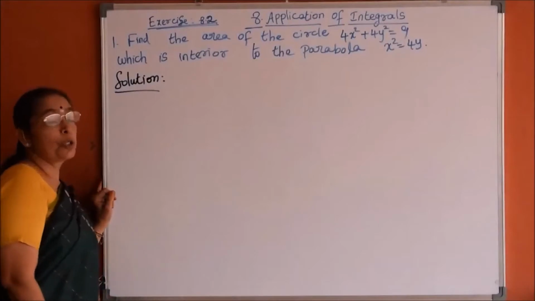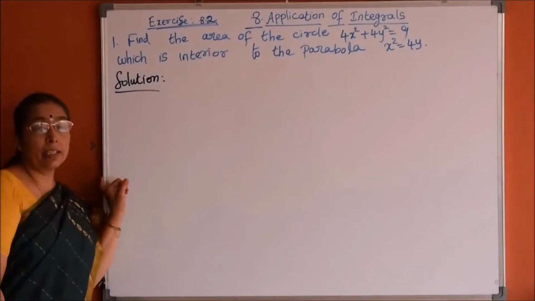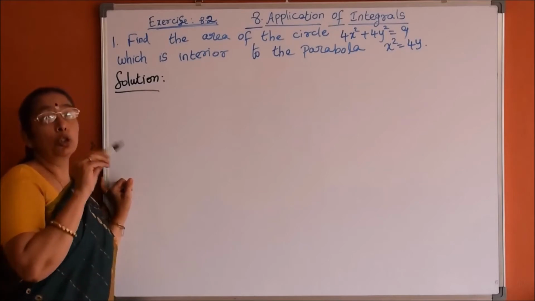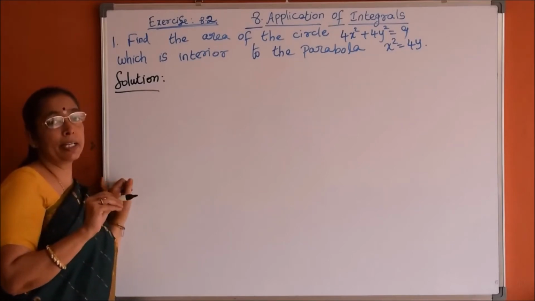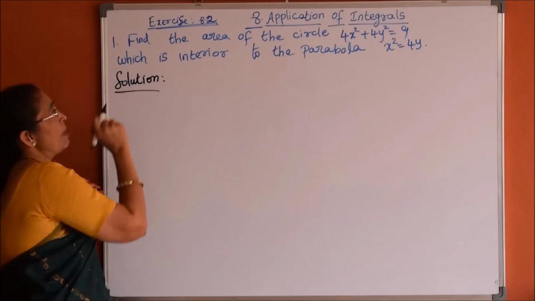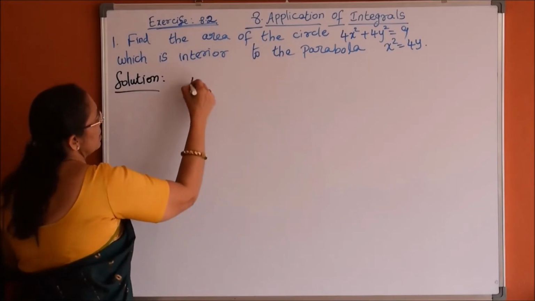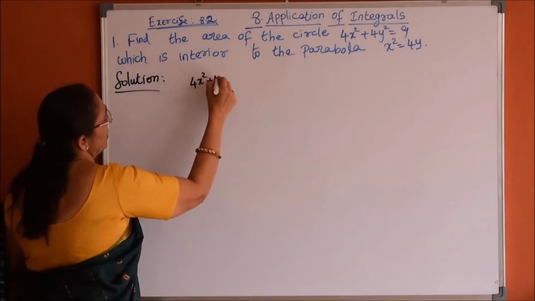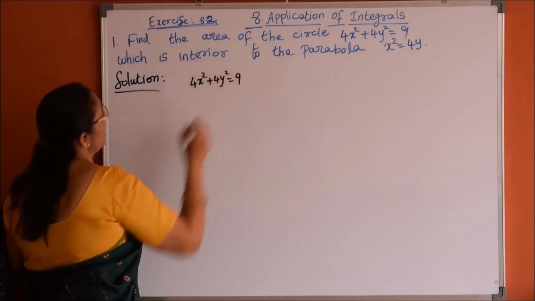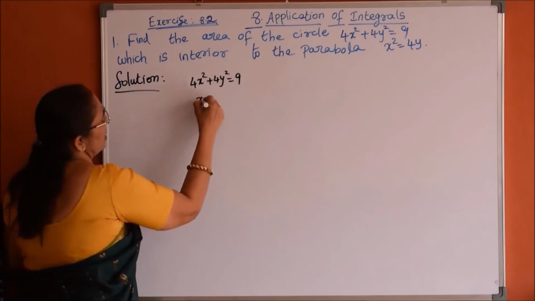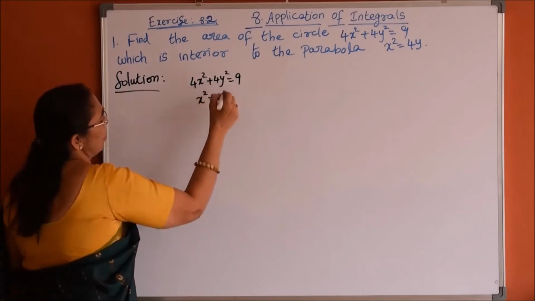Exercise 8.2. In this exercise, we find the area covered between two curves with the help of integrations. Problem number 1, find the area of the circle 4x square plus 4y square is equal to 9, which is interior to the parabola x square is equals to 4y.